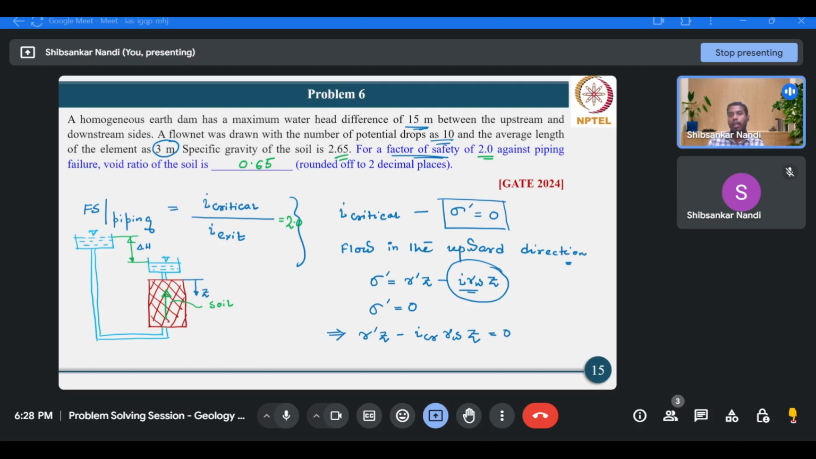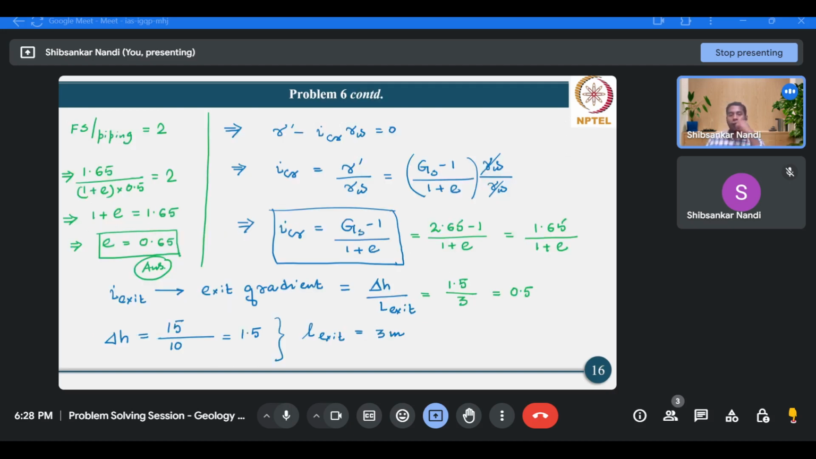Okay, so critical hydraulic gradient is when the flow is basically happening in the upward direction, and if we increase the hydraulic gradient, the critical value will be reached when the submerged unit weight is balanced by the upward seepage forces. At that time, the effective stress will become 0. So the hydraulic gradient will be critical.